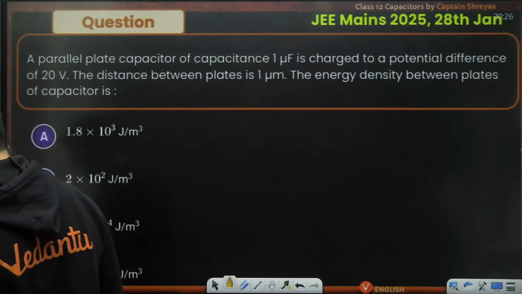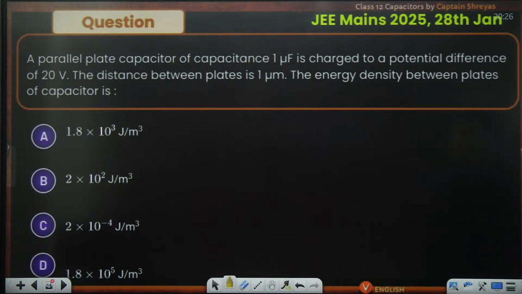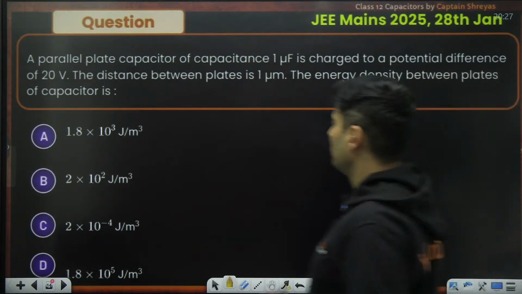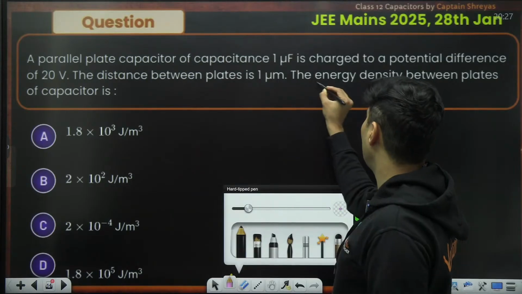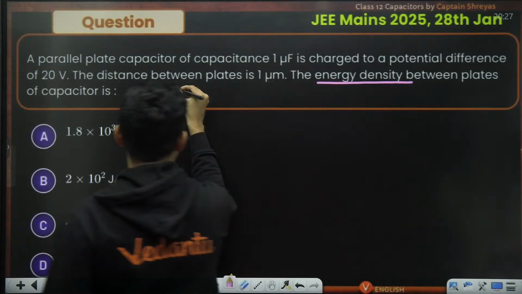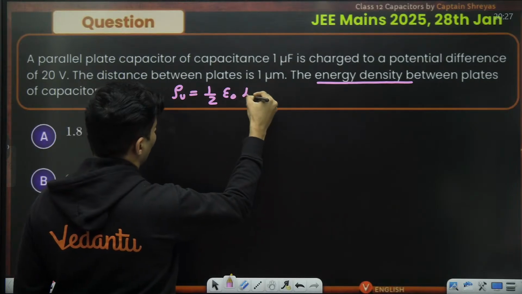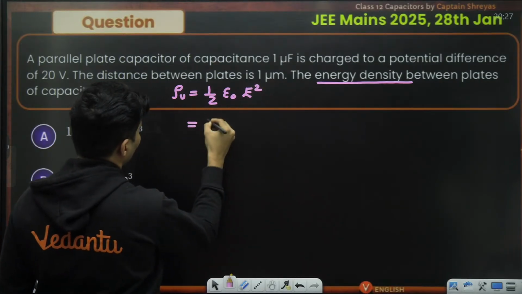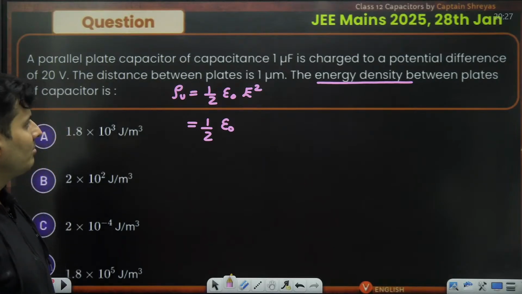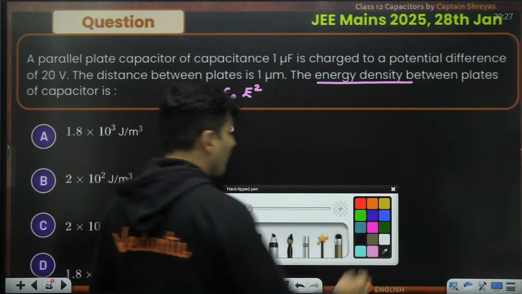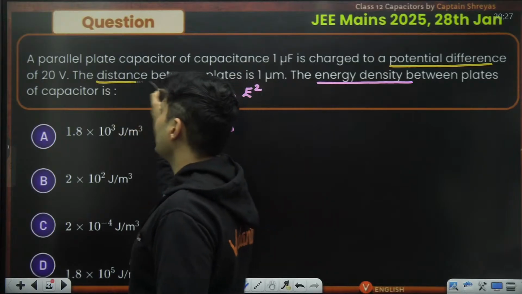Cool. Yeah. So charged to a potential difference, the distance is given, and the energy density is asked. Look at this. The question is on energy density. So energy density is half epsilon naught electric field square. But the problem is I do not know the electric field. Maybe something else is given. I think it is. The voltage difference is given and the distance is given.